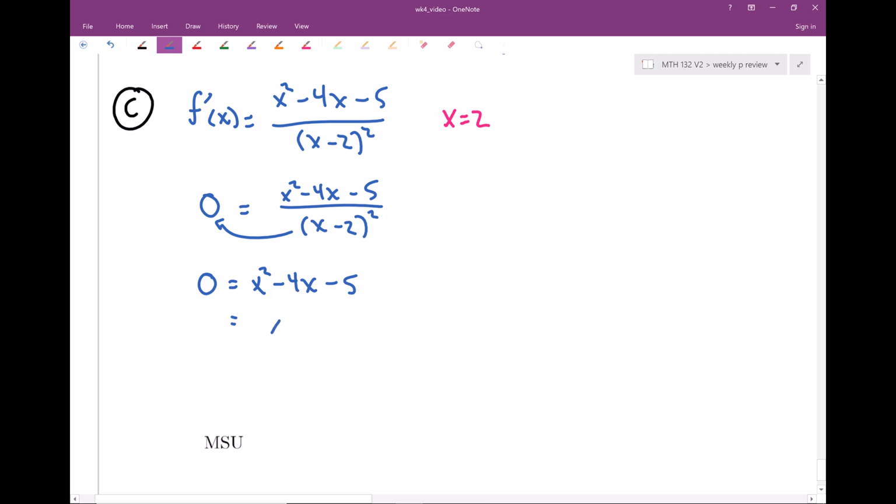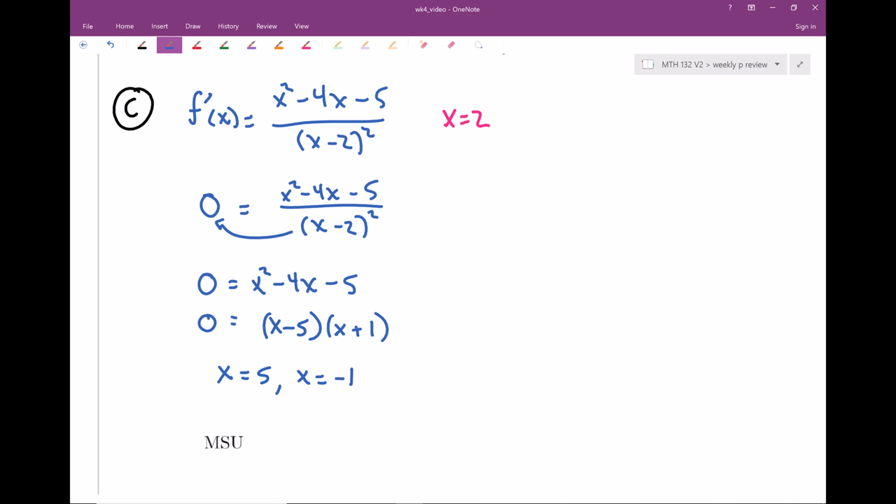I think we can. I think you can get an x minus 5 and an x plus 1. I think that works out. If you FOIL this out, do you get back to where you started? Yes, you do. So at x equals 5 and at x equals negative 1, these are places where the derivative is equal to 0.